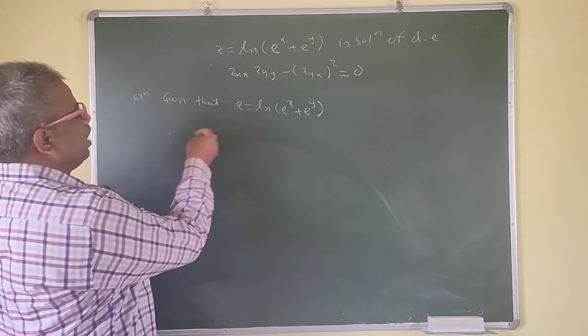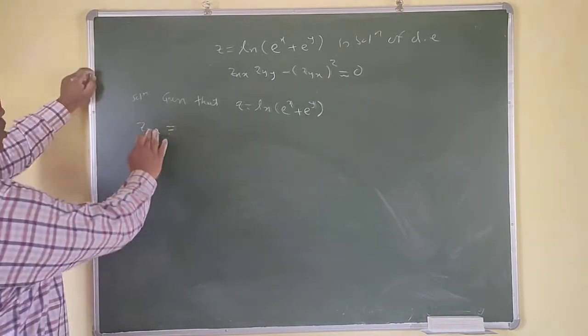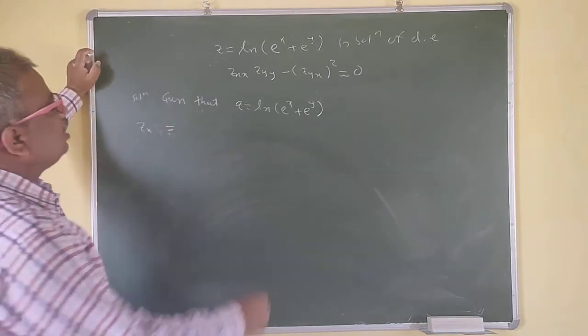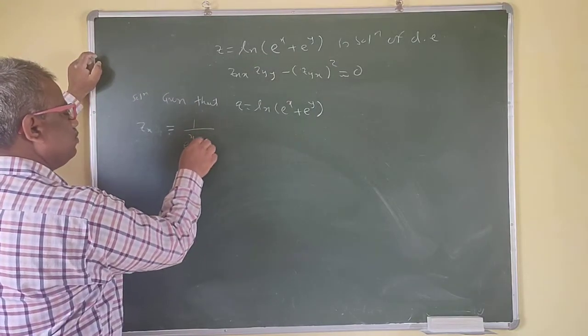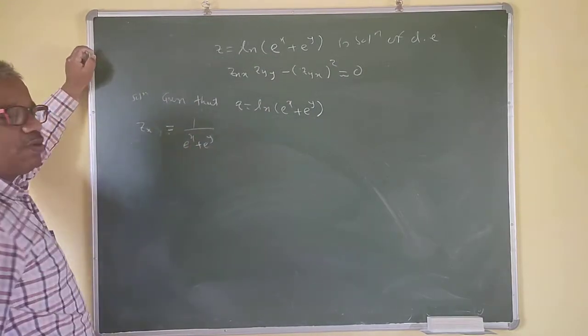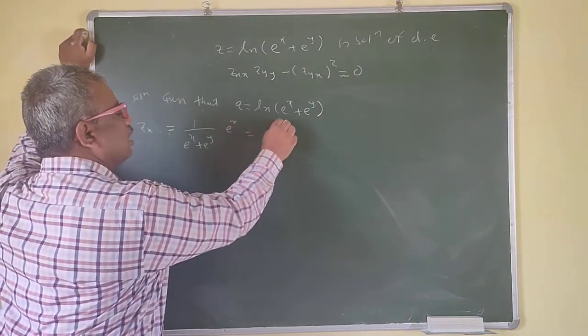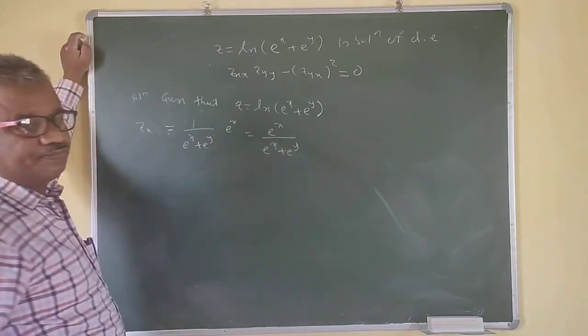Okay, so first we'll find z_xx. First we'll find z_x, then we'll find z_xx, right? This is ln, which is log, so log of something gives 1 upon something into derivative of something. So the derivative of this is e raised to x upon e raised to x plus e raised to y.